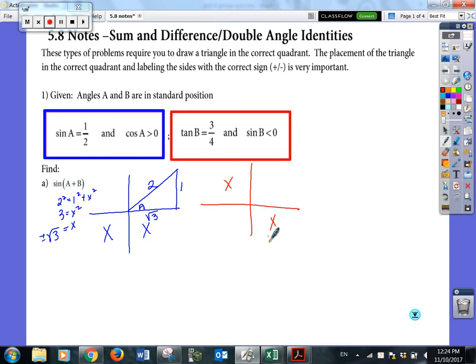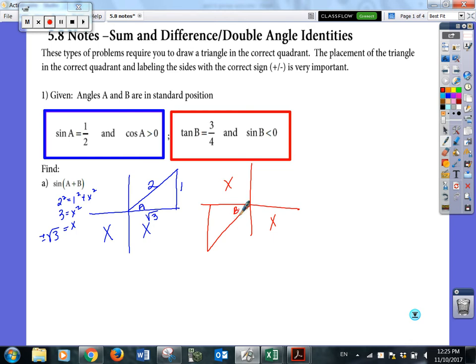Then sine of B is less than 0. Which of those two quadrants is sine negative? 3. So that's how we know we're in quadrant 3. It doesn't matter which one you choose first. If you choose sine of B is less than 0, you're going to be in 3 or 4. Then this tells you which one it's going to be in. So it doesn't matter which stipulation you pick first to figure out which quadrant it's going to be in. But the information given will only be information for one quadrant. If you think it's 2, then you've done something wrong.